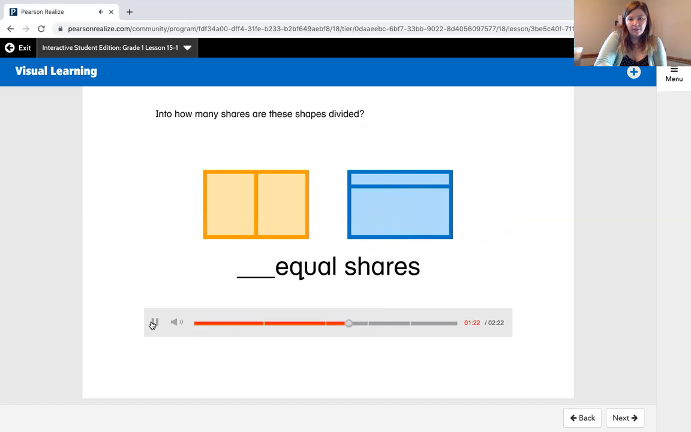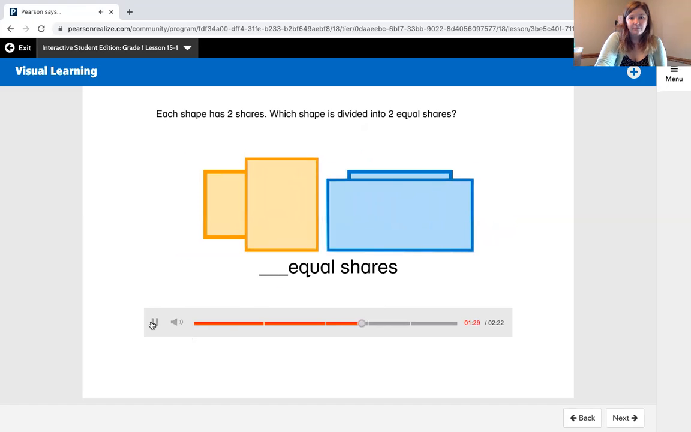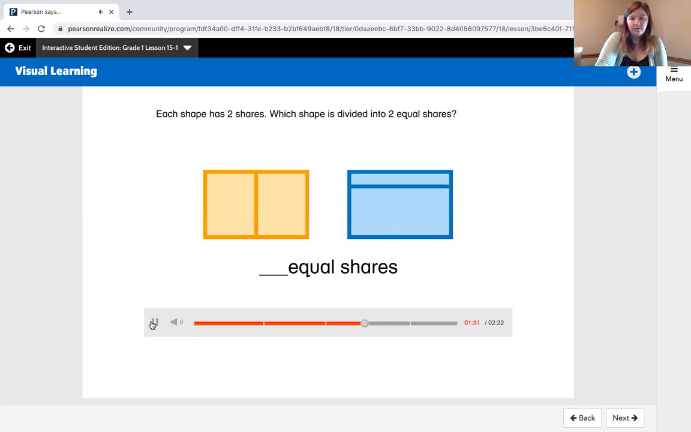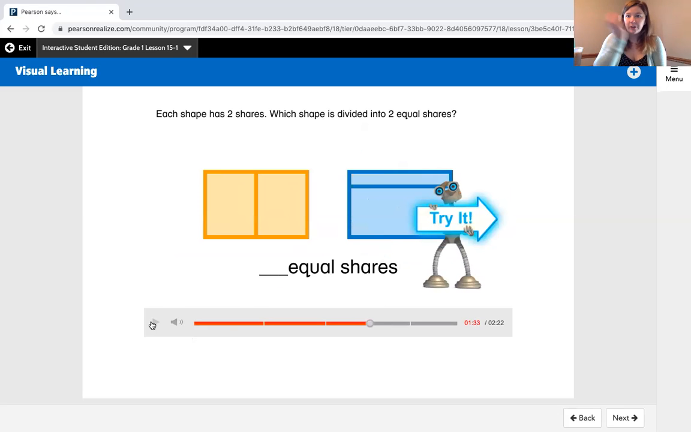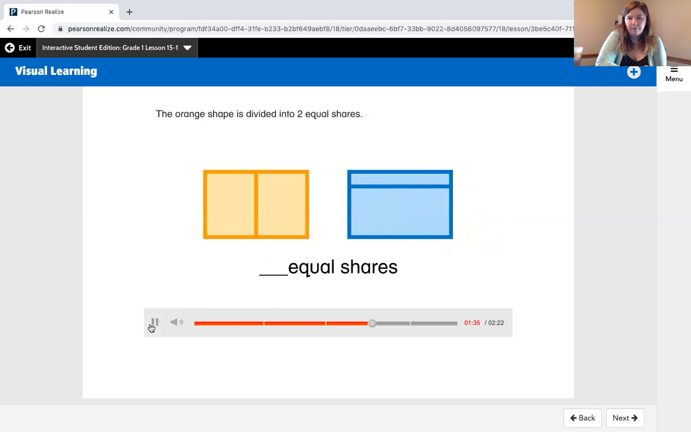Into how many shares are these shapes divided? Each shape has 2 shares. Which shape is divided into 2 equal shares? Which shape is fairly divided? The yellow shape, because it is divided in half. The orange shape is divided into 2 equal shares.